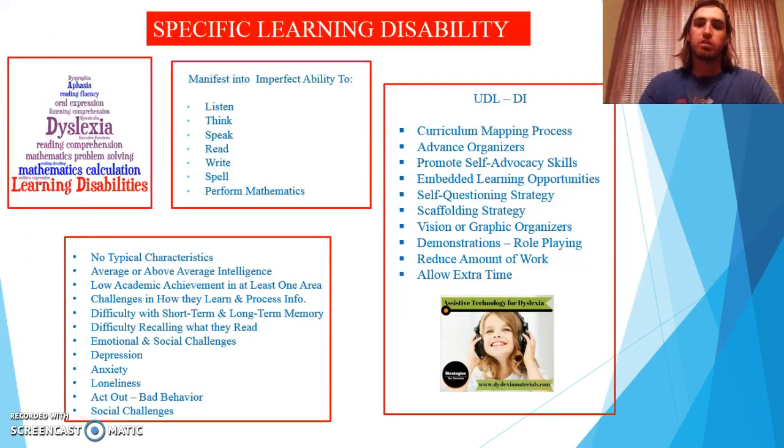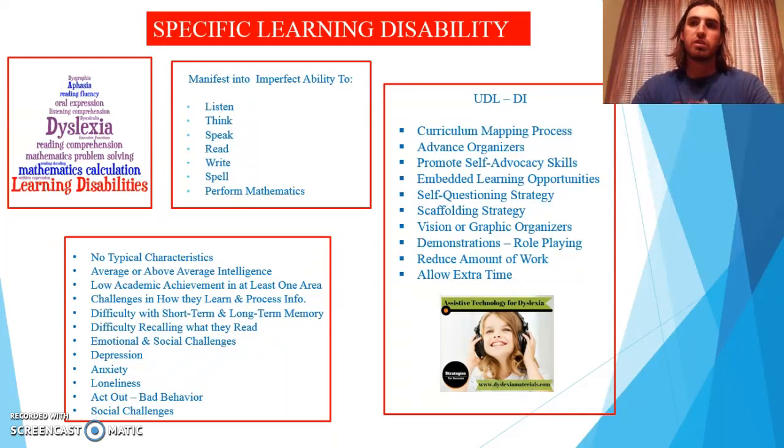The first disability I'll cover is a specific learning disability. Specific learning disability is a disorder in one or more of the basic psychological processes involved in understanding or in using either spoken or written language. It may also manifest into an imperfect ability to listen, think, speak, read, write, spell, or do mathematics. There are no typical characteristics for an individual with a learning disability.